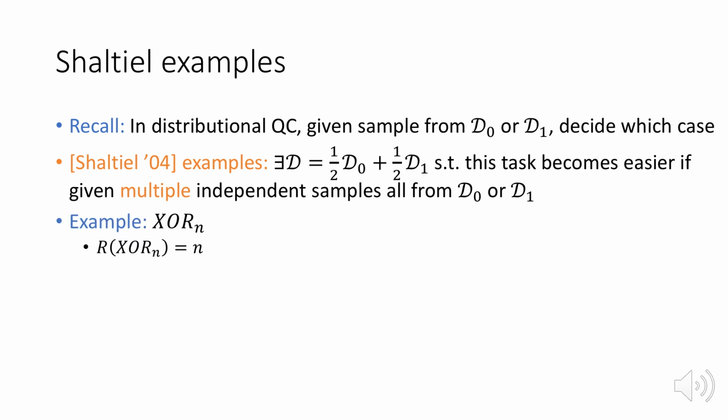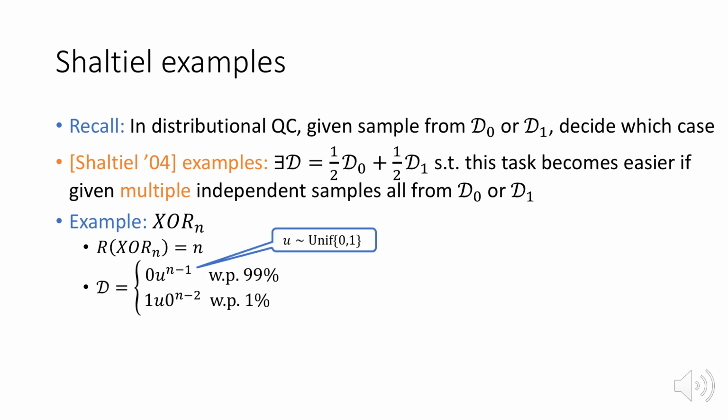So for example, consider the XOR function on n bits. It's well known that its randomized query complexity is exactly n. Now let's take a look at the following input distribution. With probability 99%, the first input bit is 0, and each of the remaining bits is uniformly random. For the remaining probability of 1%, the first bit is 1, which is followed by a single uniformly random bit and then all zeros.